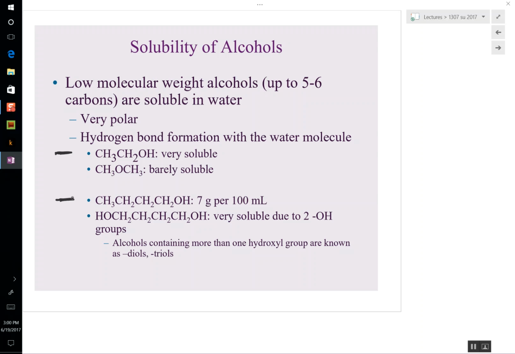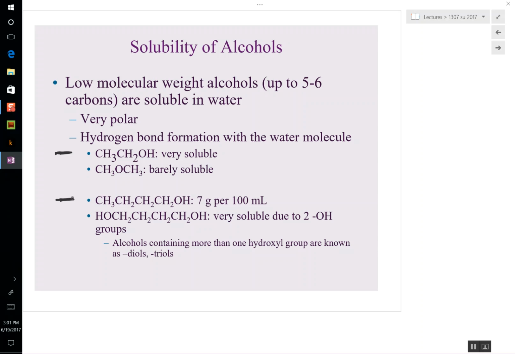You can dissolve 50, 70, 80% alcohol in water. It's going to dissolve in there. Any mixture of water and alcohol will be soluble. It will form a solution. It's very soluble. Now, we extend that to 4 carbons long, and it is soluble, but not very soluble. 7 grams of that alcohol per 100 milliliters of water. So the less carbons, the more soluble? Yeah, or the more carbons, the less soluble it is.